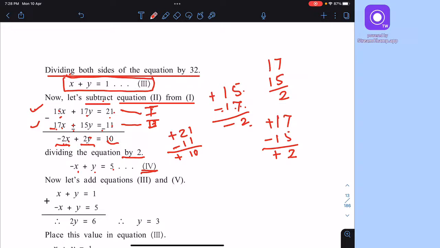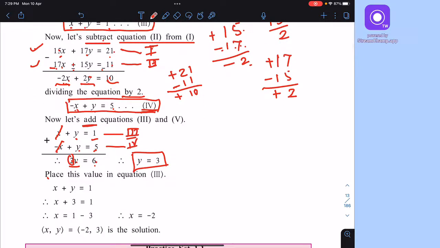Now you will find that in equation number 3 you have x plus y is equal to 1, and in equation 4 you have minus x plus y is equal to 5. So if you add these two equations, this is x plus y is 1, from equation number 3, and minus x plus y, this you obtain from equation number 4. If you add, this is plus x and this is minus x, that will cut. y and y becomes 2y, and 1 plus 5 is 6. Now if you divide by 2, y becomes 6 upon 2, so y is equal to 3.